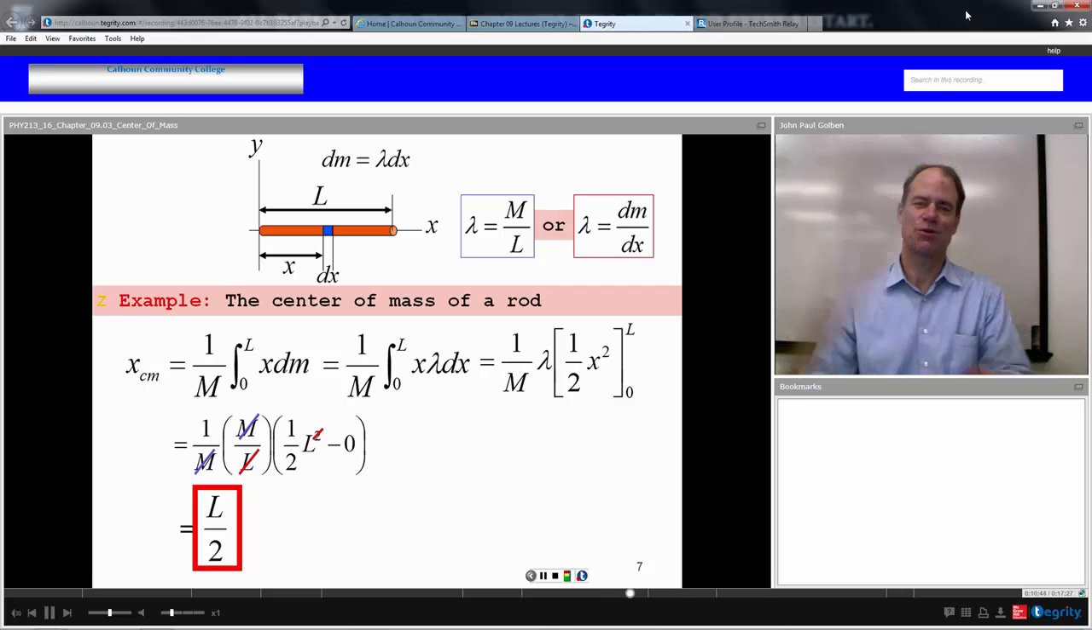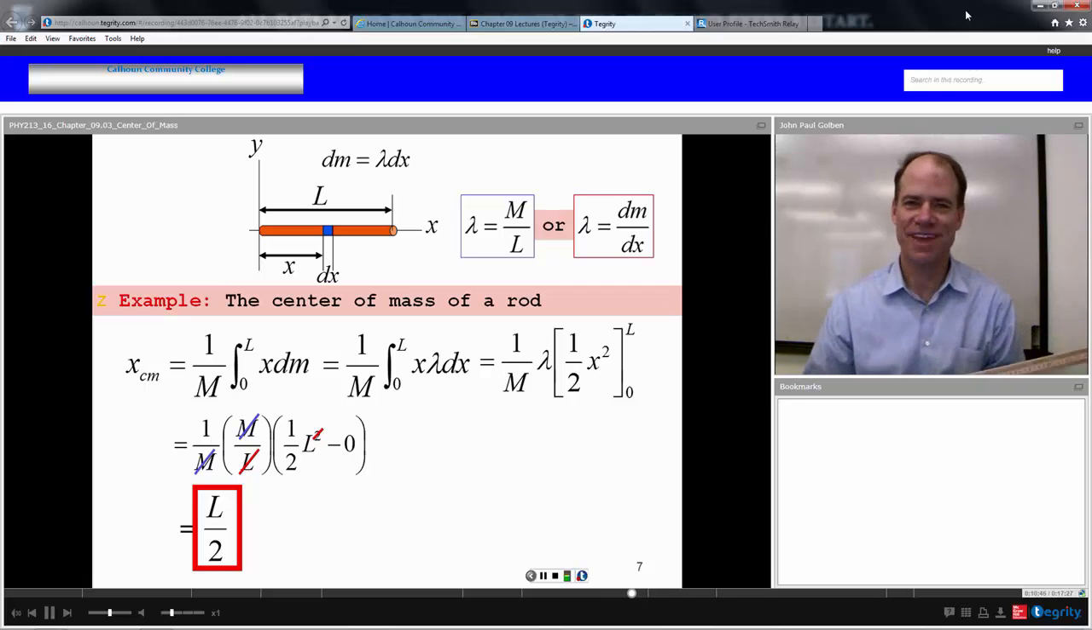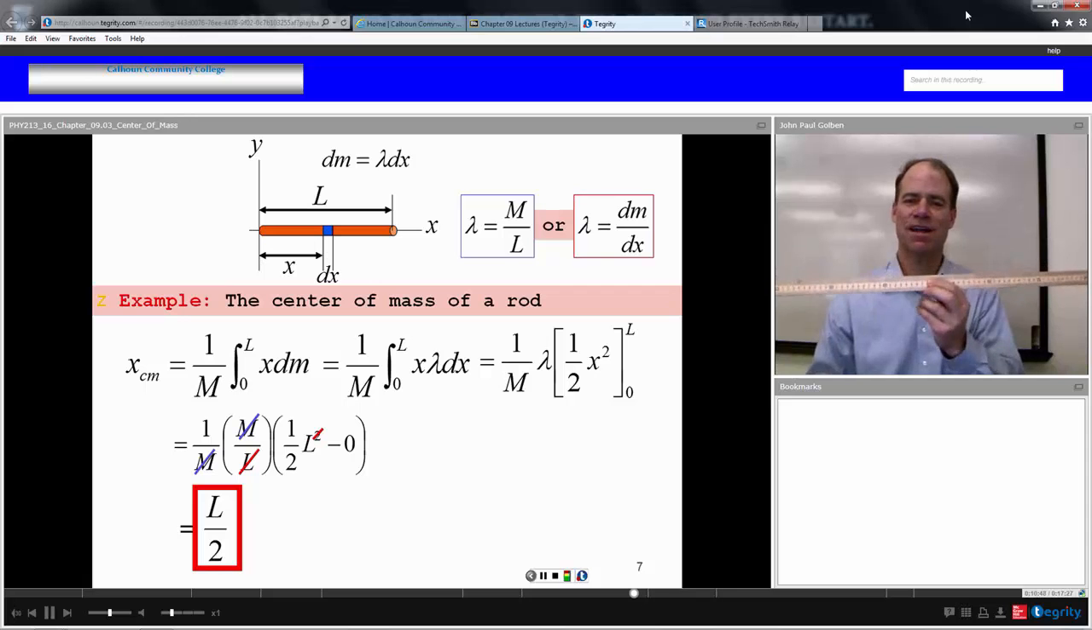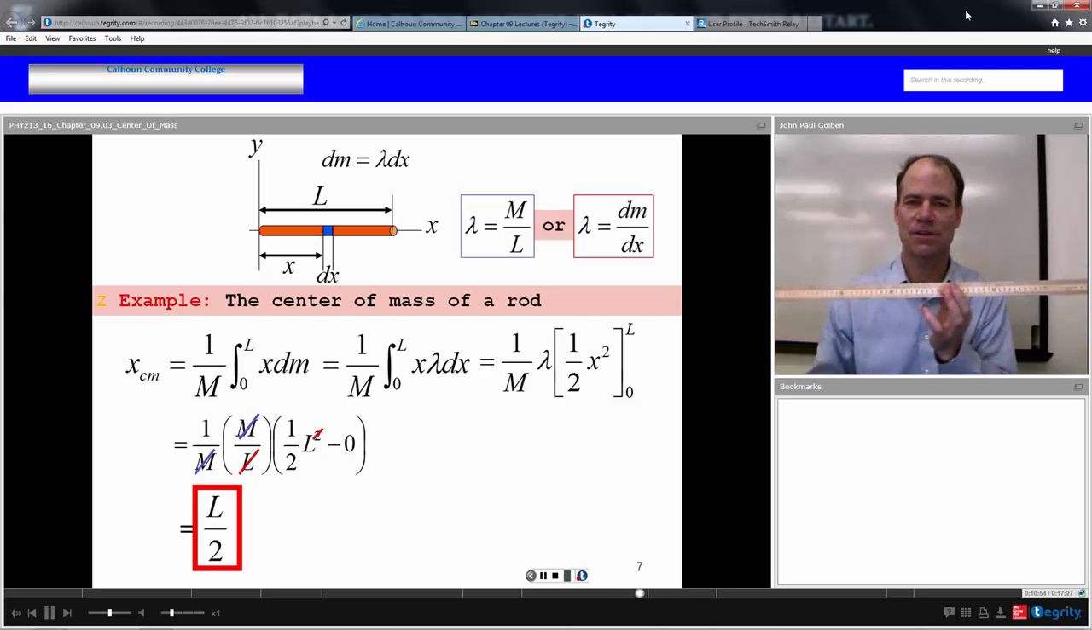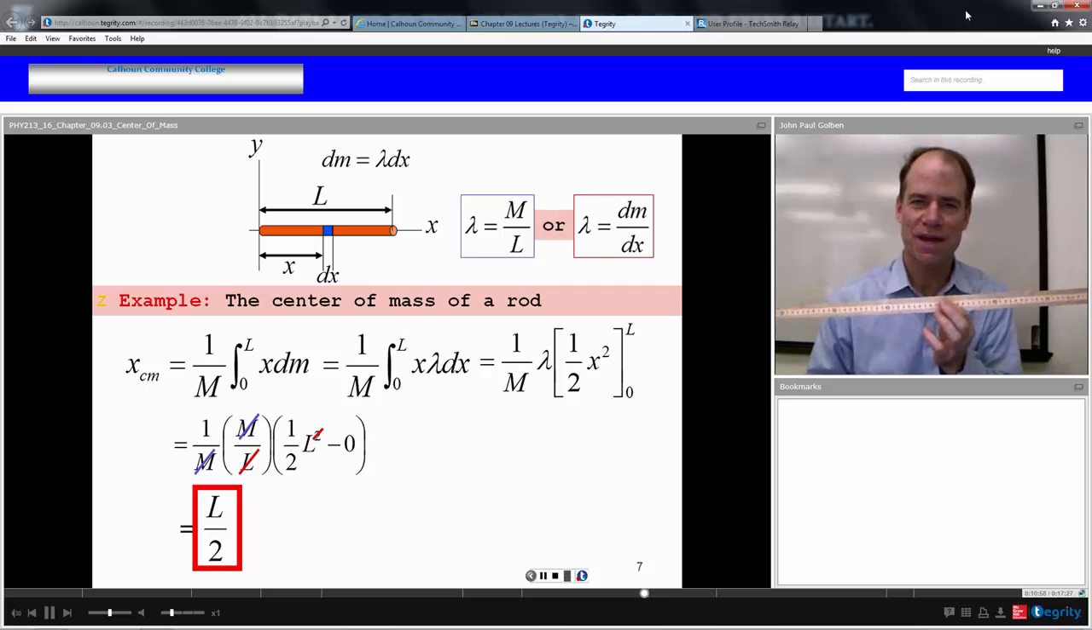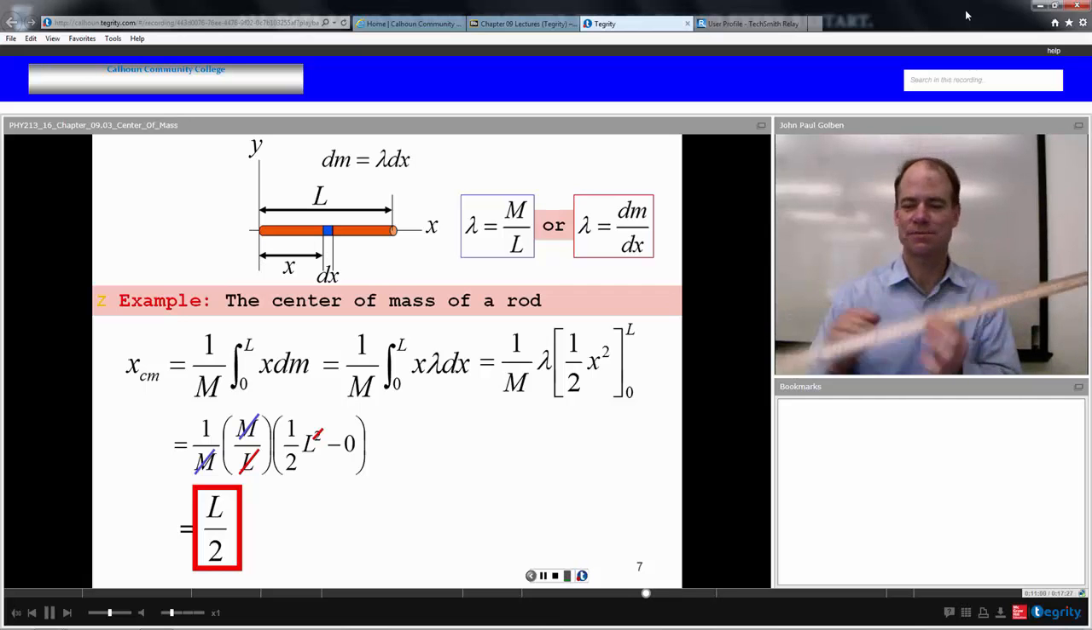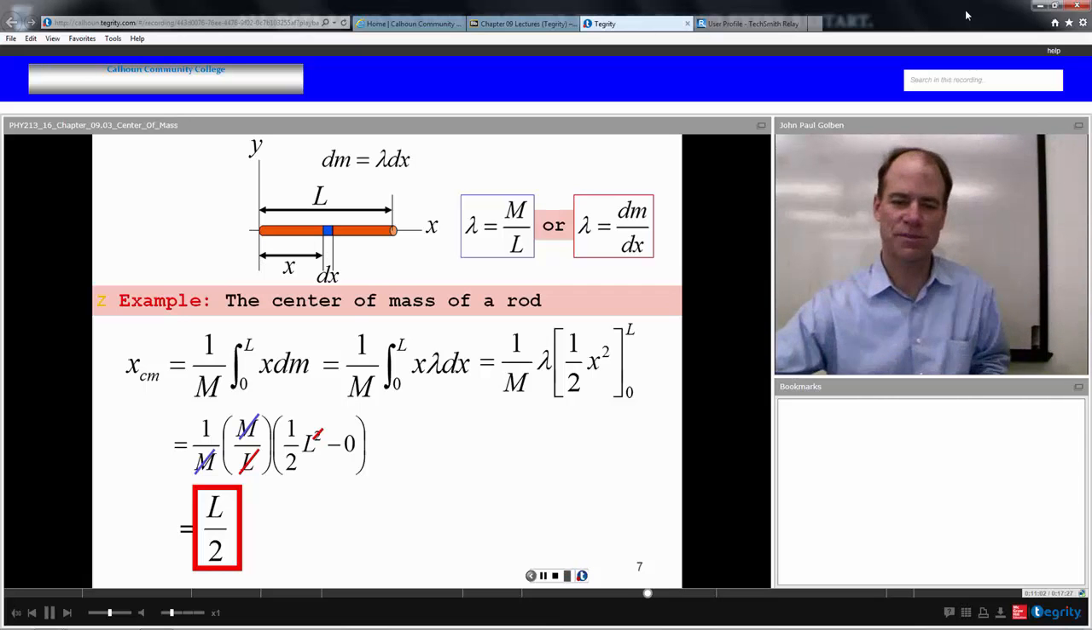Well, you were saying, I could have told you that. If you had a length of rod like this, and if it's continuous, the center of mass is going to be right in the middle of the rod. But this is the way we prove it mathematically. It's right in the middle for a continuous mass.